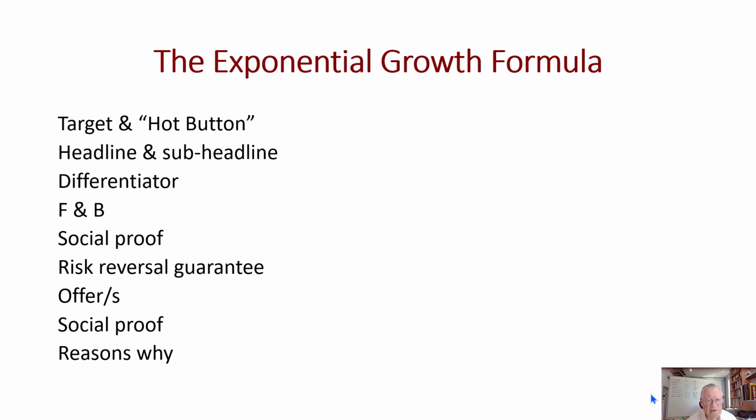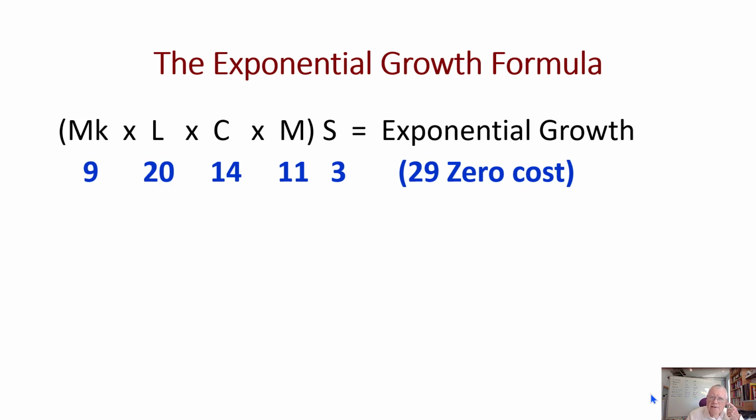And you'll need reasons why what you're proposing as a solution to their issue, problem or concern isn't too good to be true, because people are skeptical and they'll automatically assume it must be too good to be true unless you can reassure them otherwise. You'll notice I put social proof twice, but yeah, those are the key elements. So here is our formula again.